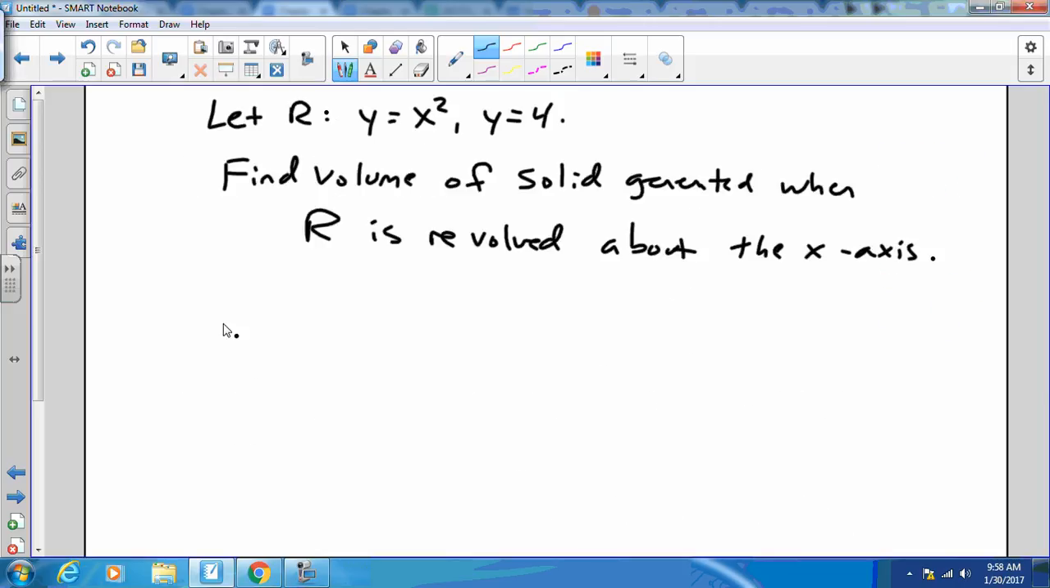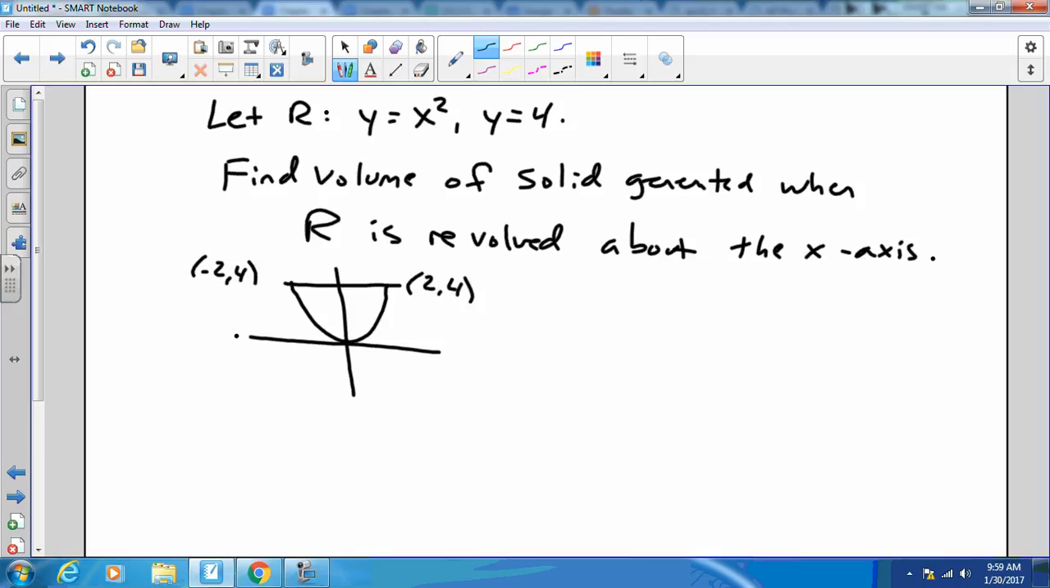With cross sections, you're going to get language. Sections are perpendicular to the x-axis, sections are perpendicular to the y-axis. Okay. So here, find the volume of the solid generated when R is revolved about the x-axis.